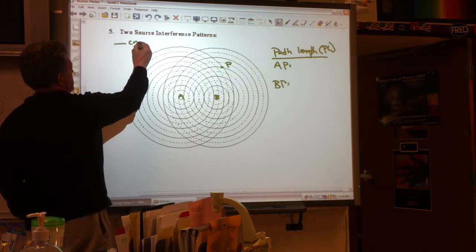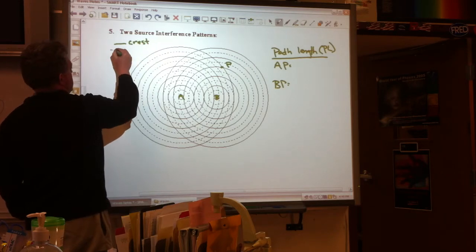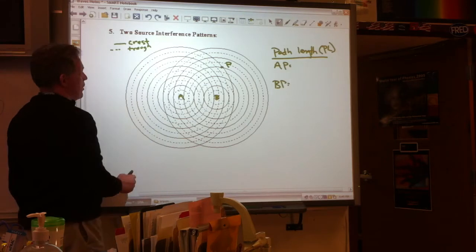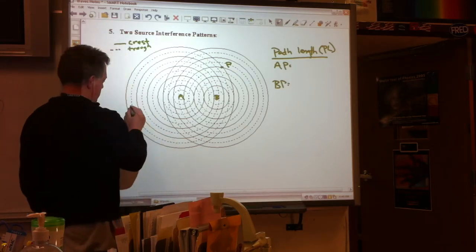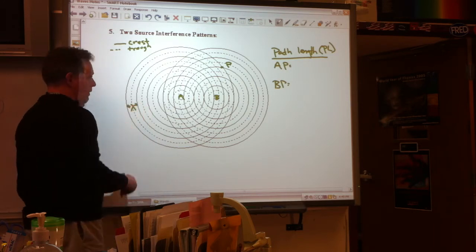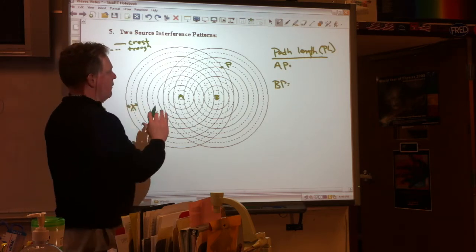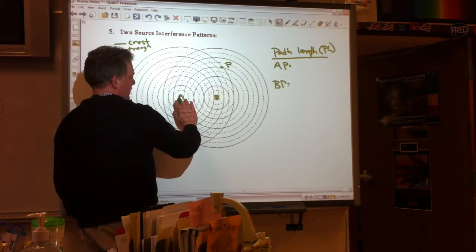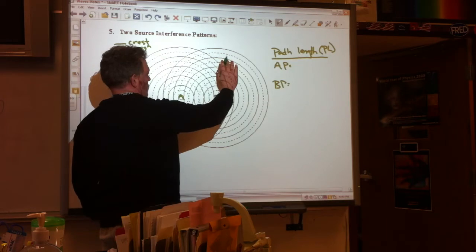A solid line is a crest, and a dashed line we're going to say is a trough. One wavelength is the crest-to-crest distance. So I'm going to label a wavelength over here: the distance between two adjacent crests is one wavelength.